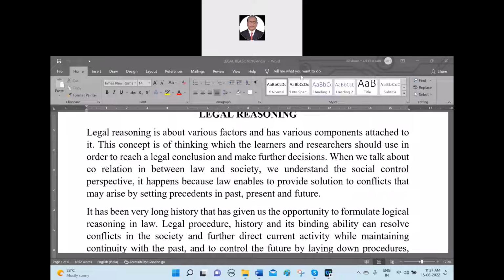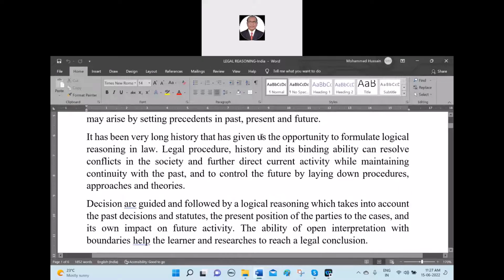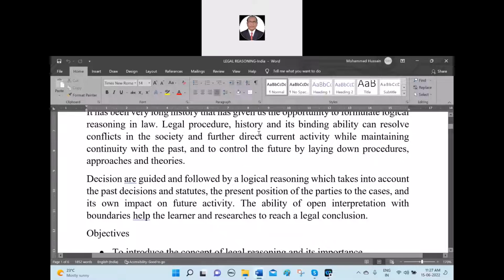So without wasting time, let me go to the ingredients of it. Decisions are guided and followed by logical reasoning. Whenever you give a decision, there should be logical reasoning. I will give one example. I cannot get up, because if I get up I have to hold the microphone, otherwise it cannot be recorded. Suppose, let me take an apple. A-P-P-L-E. And there are two brothers. They would like to share the apple, and they want to share it exactly.